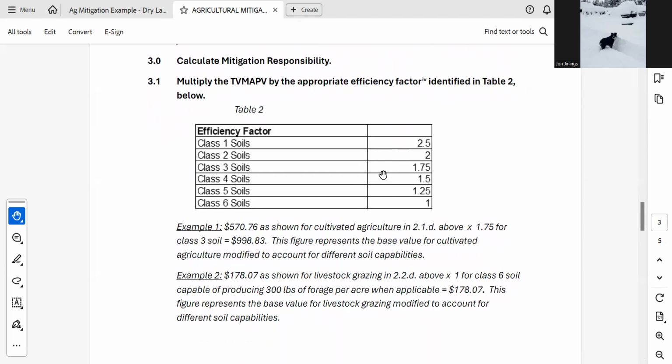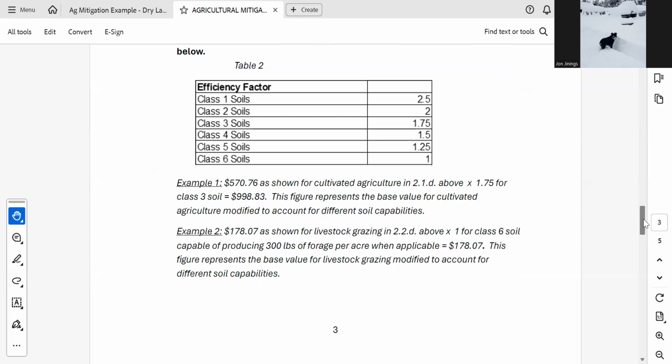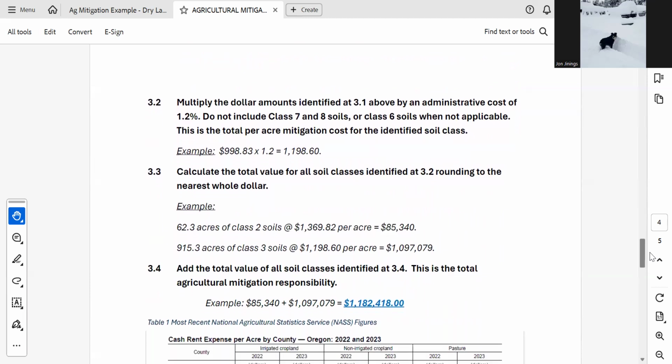This efficiency factor is what helps us make a distinction in the different types of soils and their various different levels of productivity. So as you see, a class 3 soil is more productive than a class 5 soil, so the number's higher, right? So we're going to take this 570.76 number, and where we've got class 3 soils, we'll multiply it by 1.75. And in the other example, the grazing example, where you've got class 6 soils, we'll just multiply it by 1. And that really makes a difference between the soil capabilities. I actually think it's kind of a clever way to do that.